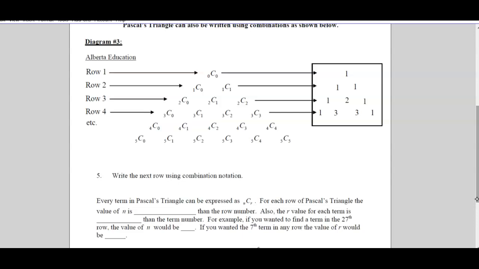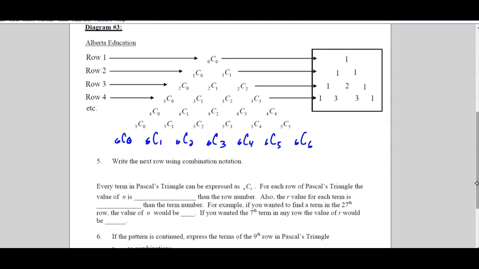Okay, so write out the next row using combination notation. So obviously that's 5. The next would be 6C0, then 6C1, then 6C2, 6C3, 6C4, 6C5, 6C6. You gotta have all of them. If you get to the end and only get to 6C5, you miss something. Or you get to the point where it's 6C7, you got too many, or whatever. You started not with 0, you started with 1.